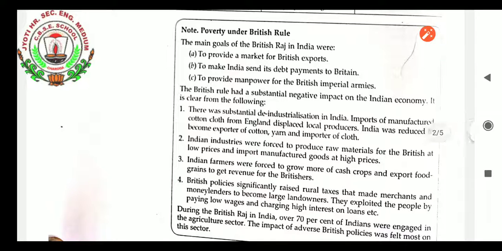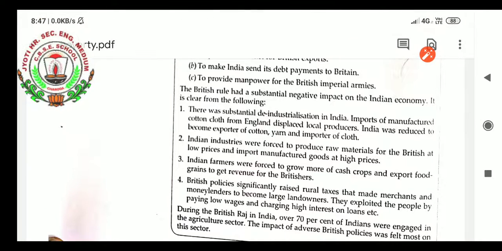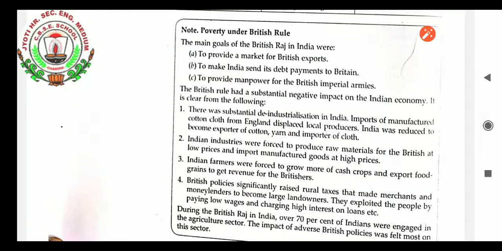Note, poverty under British rule. The main goals of the British Raj in India were to provide a market for British exports, to make India send its debt payments to Britain, and to provide manpower for the British imperial armies. The British rule had a substantial negative impact on the Indian economy. It is clear from the following.